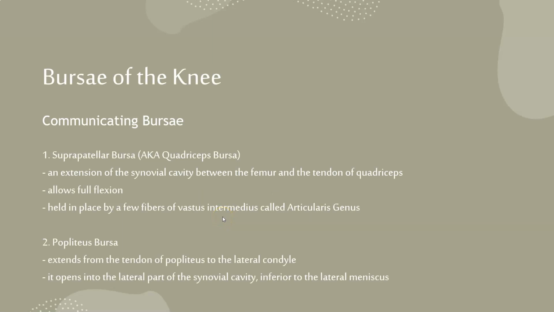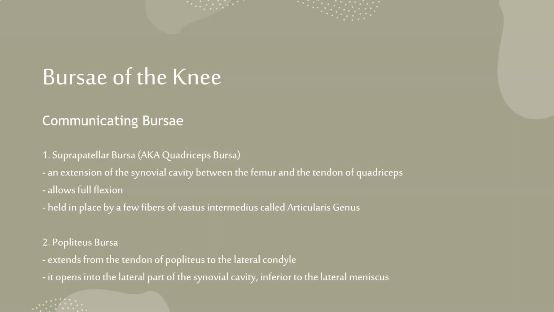So as we said previously, there are at least a dozen bursae of the knee, so we're going to go through the ones that are important to us. The first we're going to do are the communicating bursae. Now these, remember, because they're communicating, they either connect to or are part of the synovial membrane of the joint itself.